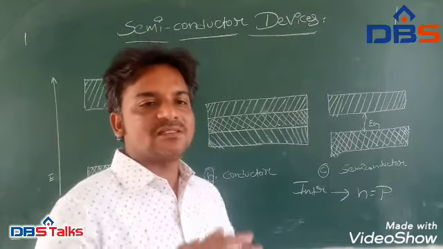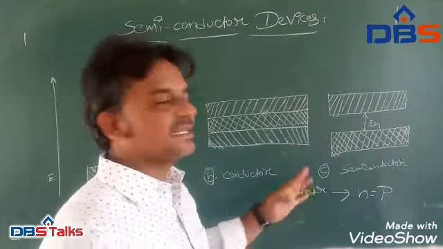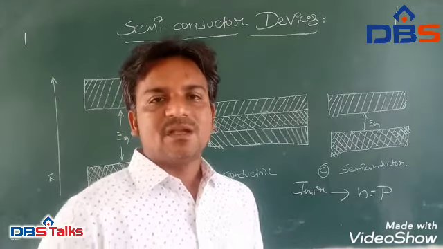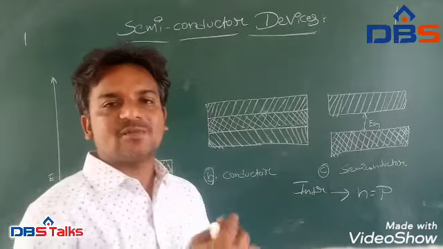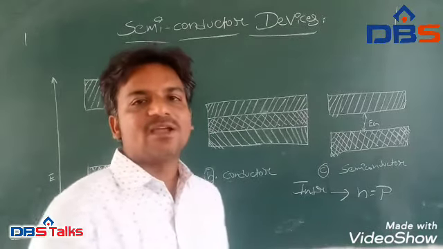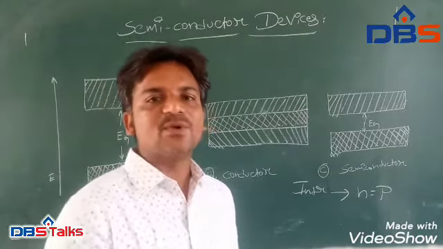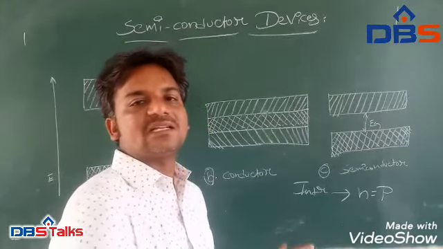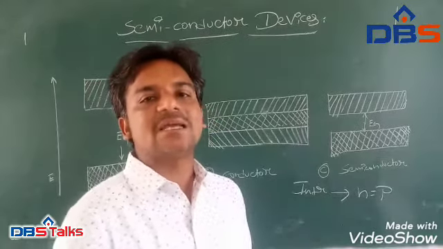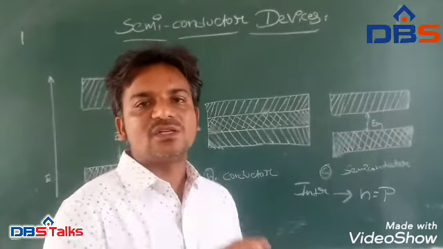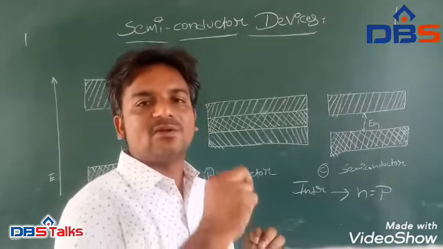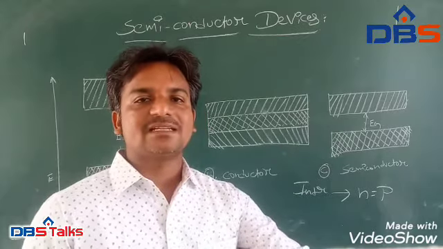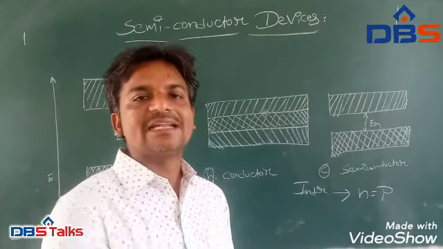In the intrinsic semiconductor, we didn't do any type of doping. Doping is nothing but adding some impurity materials. Whenever we add impurities, it will be converted into another type of semiconductor. So if we don't do any doping to a particular semiconductor, that type of semiconductor is called an intrinsic semiconductor.